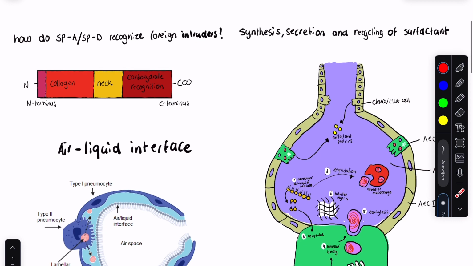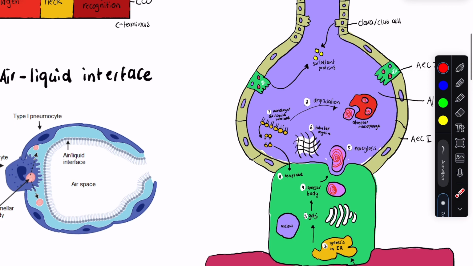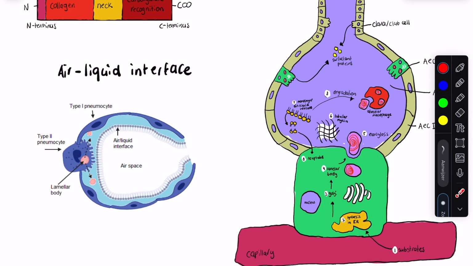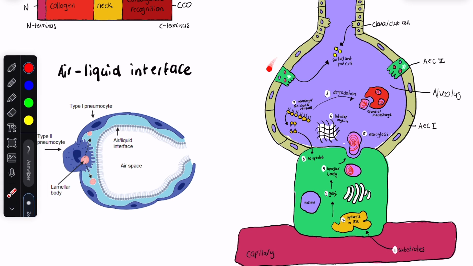Then we can move on to the synthesis, secretion, and the recycling of the surfactant. Of course, the surfactant needs to be produced and has a life cycle within the alveolus. So that's what this part will be about. As you can see here, we have the alveolus, and these are the alveolar epithelial cells type 2, and these are the type 1. And what you can see here is an enhanced picture of the cell type 2.